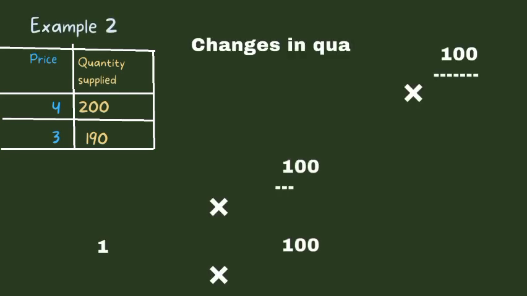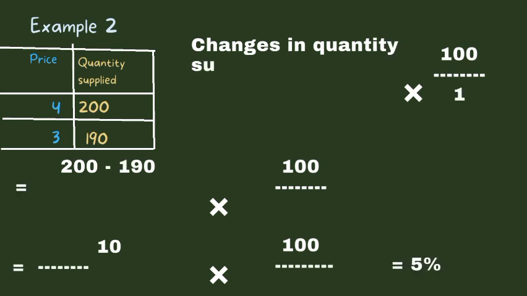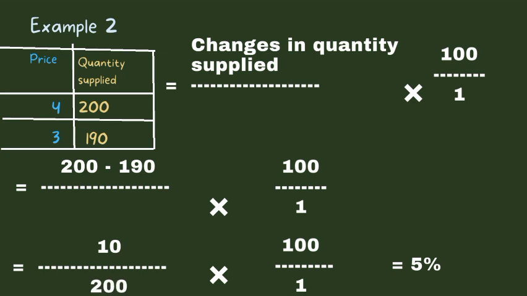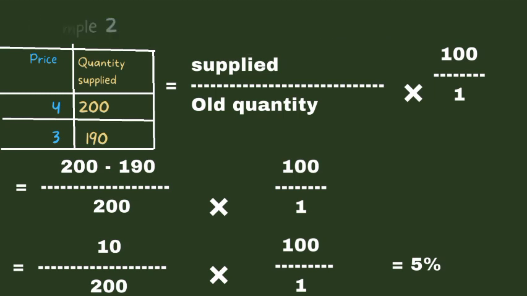Example 2, we have our price and quantity. The price changes from 4 to 3. The quantity supplied changes from 200 to 190. All you need to do is to find the change in the quantity supplied over the old quantity times 100 over 1, to give you 200 minus 190 over 200, which is 10 over 200 times 100 over 1. We get 5%.